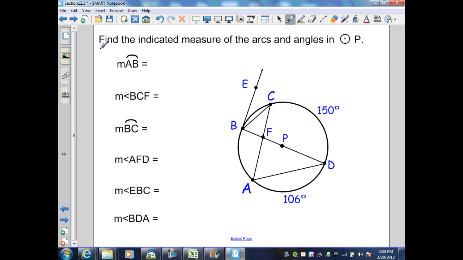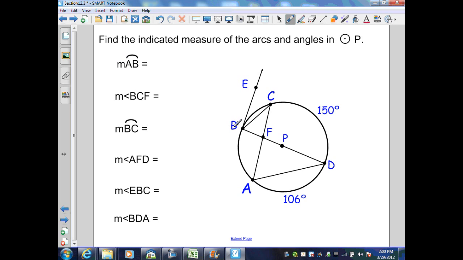In this example, they want me to find the indicated measure of the arcs and angles in circle P. The easiest way to do this is to actually find the arcs and angles of circle P independently of looking at the questions. After we find the arcs and angles, then I can go back and answer those questions.